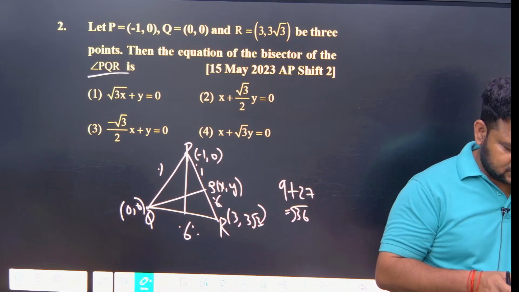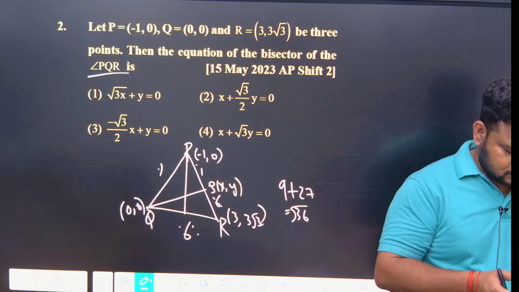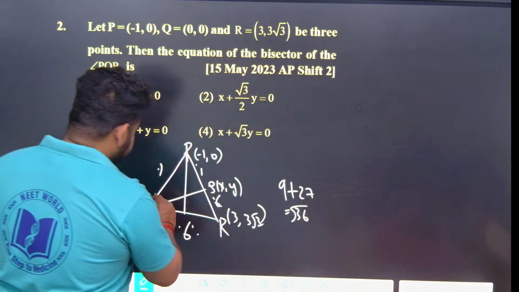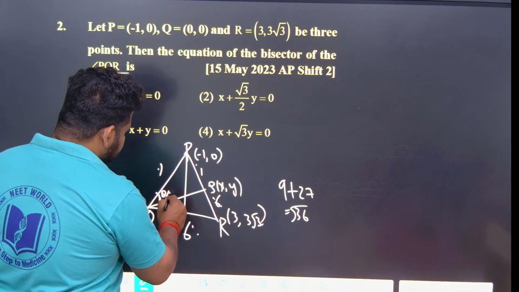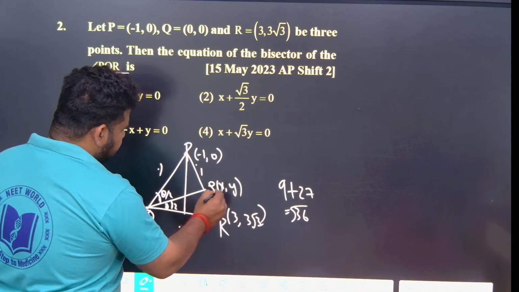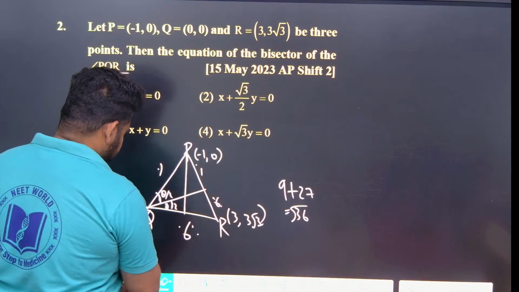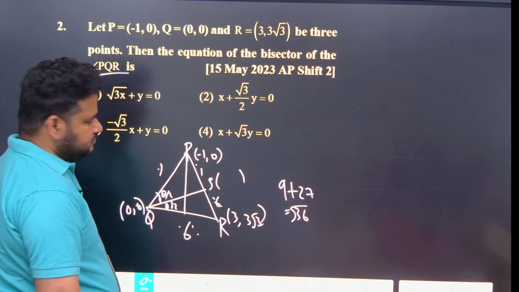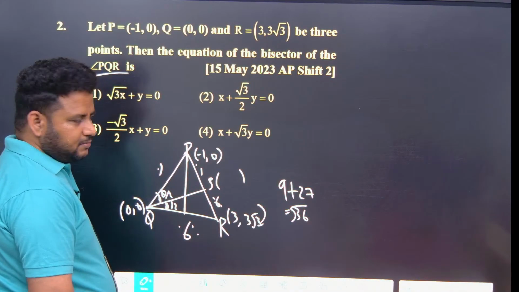What are the coordinates? So this angle will be divided in the ratio q by 2. What are the coordinates of this S? Tell me. So 6 into minus 1 is how much? 6 into minus 1 is minus 6.